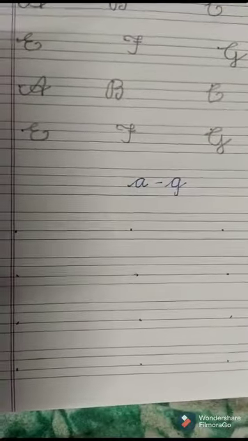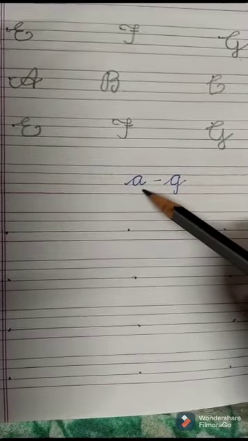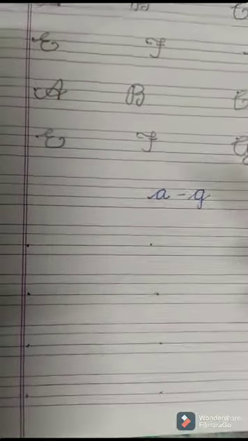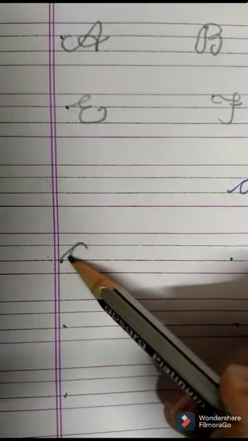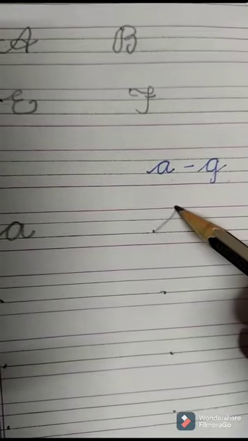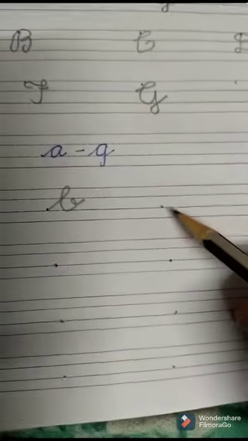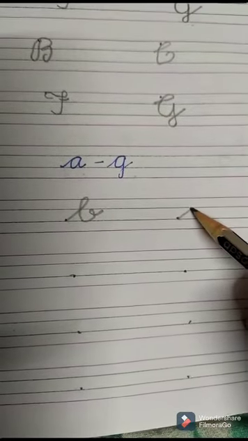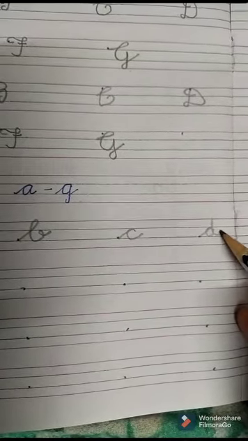Now we are going to start alphabets small cursive A to G. Let's start writing. Start from third line. Small cursive A. Small cursive B. Small cursive C. Small cursive D.